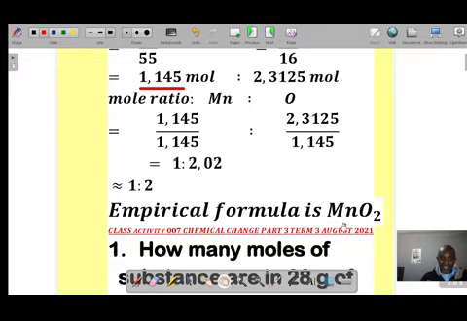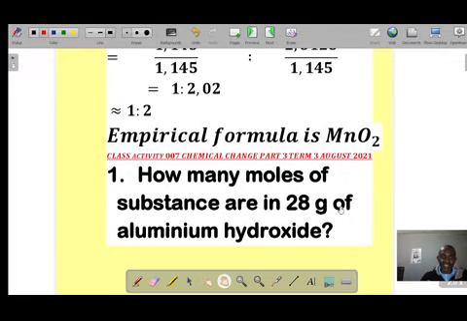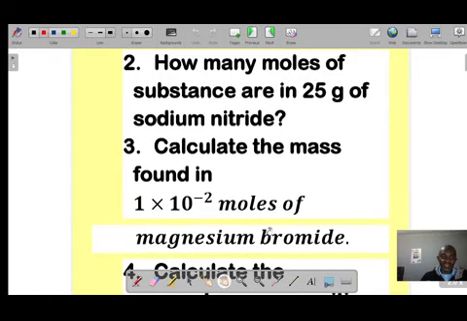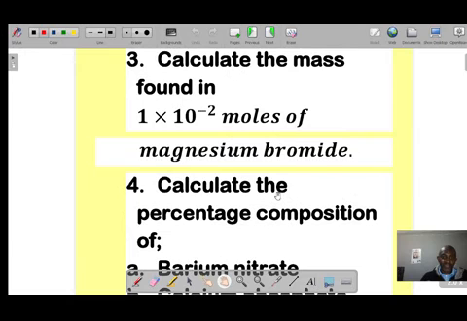Let us proceed. Now, this is a class activity here, which I said that you have to try out. This question one, you try it out, please. And then question two and three, also try them as well. And then question four is about percentage composition, which I believe you know by now.